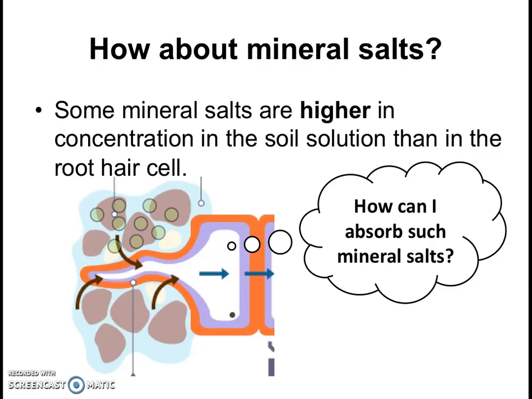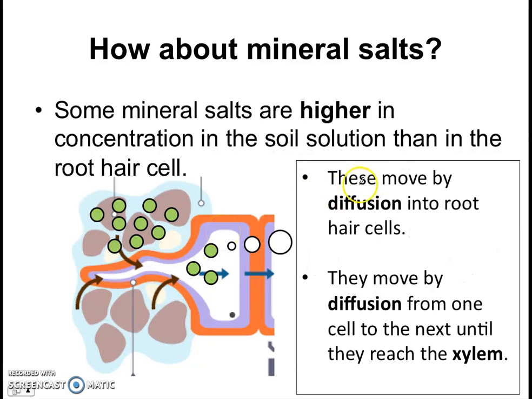So when there's a higher concentration of mineral salts in the soil solution and a lower concentration of mineral salts in the root hair cell, then the mineral salts are absorbed into the root hair cell by diffusion. So the mineral salts will move by diffusion into the root hair cells, and then they will move again by diffusion from one cell to the next until they reach the xylem, and then from the xylem they will be transported up to the leaves. So take note that mineral salts move by diffusion. They do not move by osmosis. Osmosis is only for water molecules. For mineral salts, they move by diffusion.